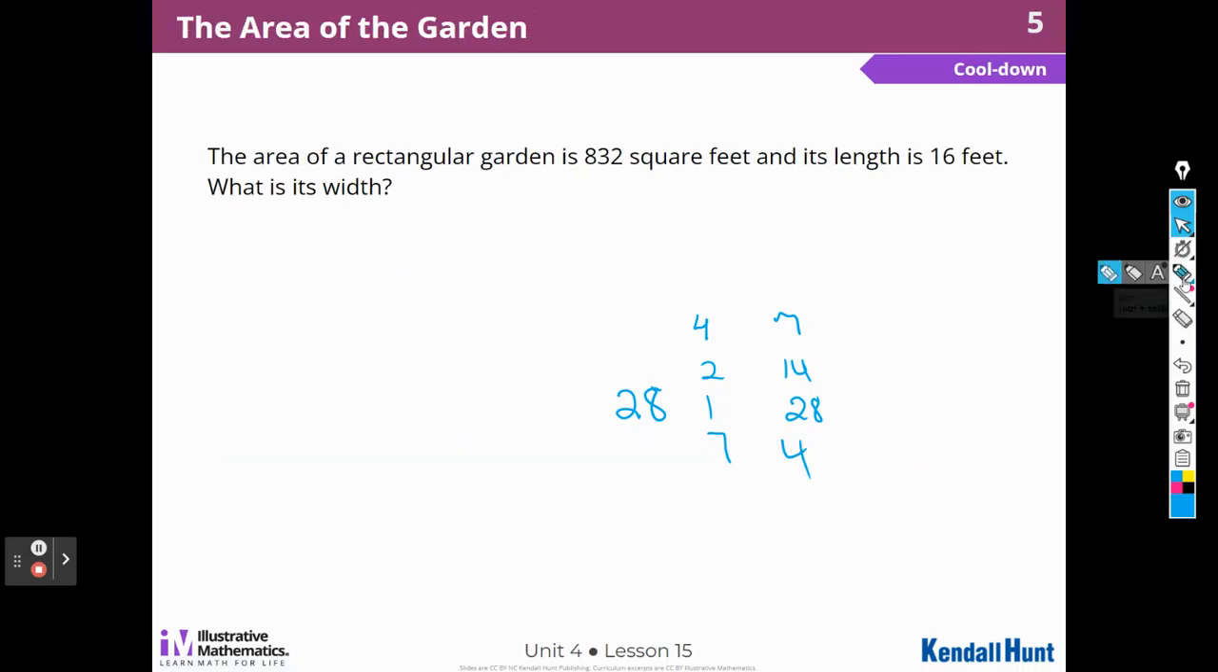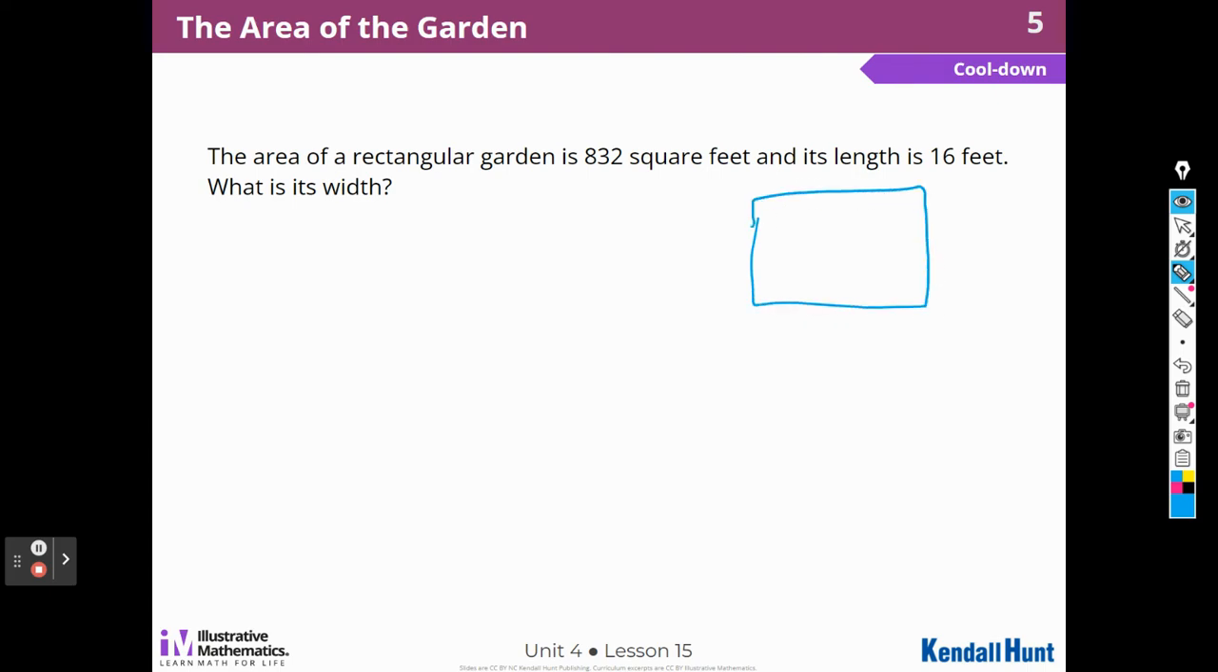Okay. Here's our cool down. Let's get started on our cool down. The area of a rectangular garden is 832 square feet, and its length is 16. So here we go. I'm going to draw it. Here's my rectangular garden, and the length is 16. I do not know its width, but I know that 16 times something is going to give me 832. So I'm going to have to divide to find the answer.